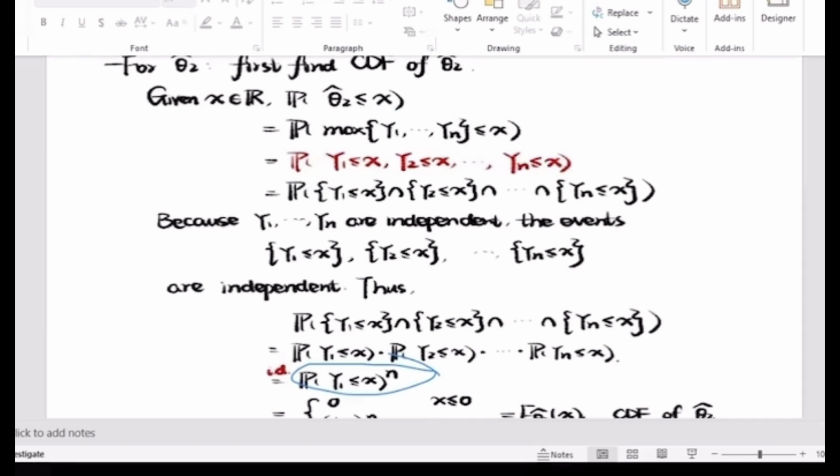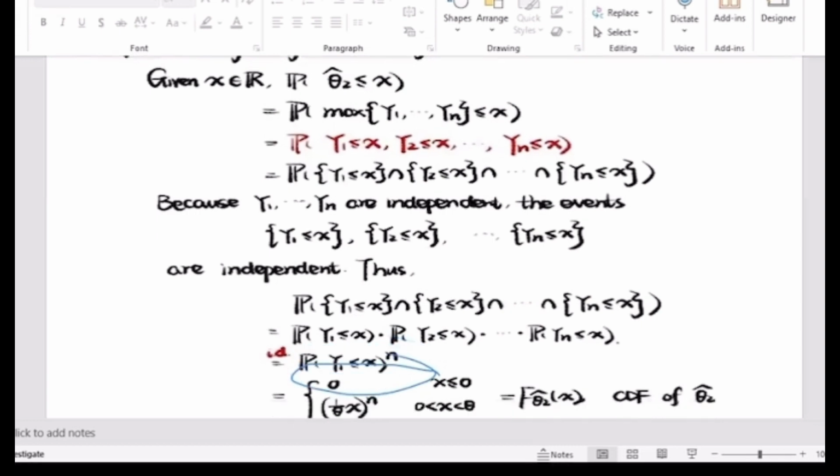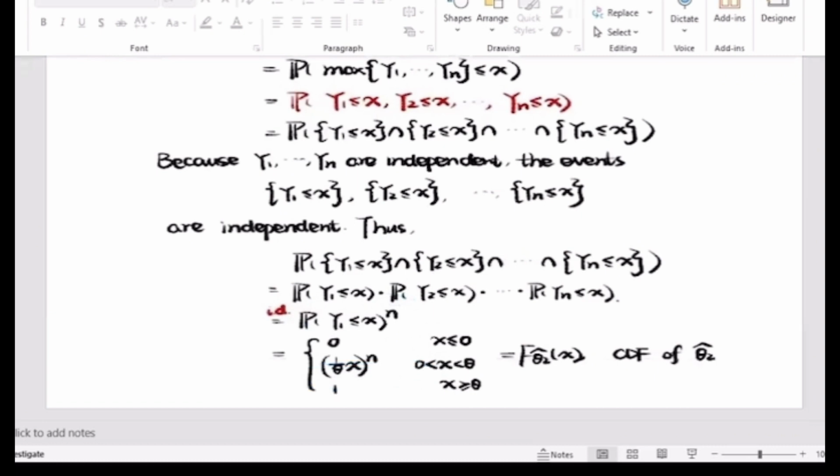And you asked a question the other time. We already know the CDF of the distribution. What is the CDF of the distribution? The CDF of the distribution was s over theta. But here you have the CDF raised to the power of the sample size. That's why you're going to have this here: s over theta, all raised to power n, assuming the same CDF for every random variable. That's what we mean.